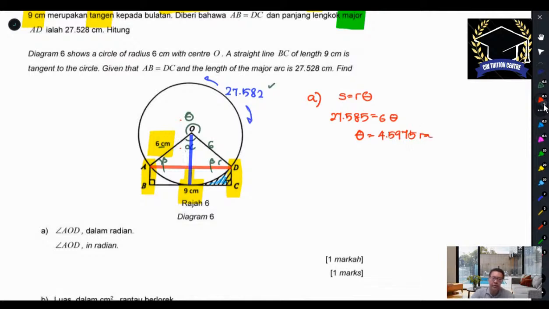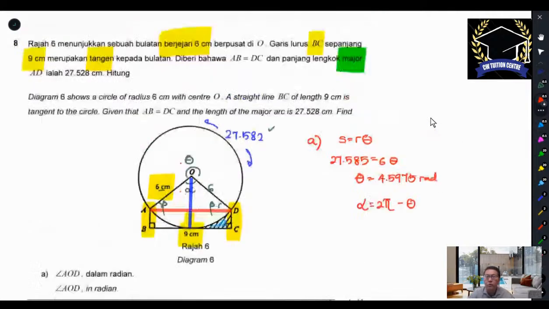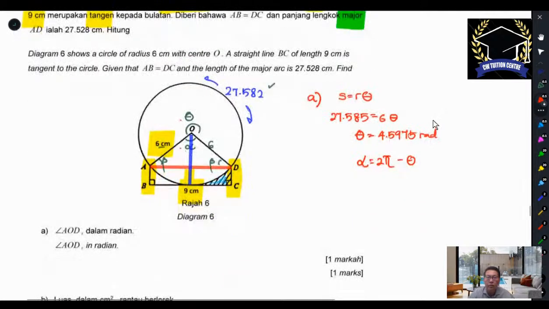That will be 4.5975 radians. So alpha equals 1 circle, which is 2 pi, minus theta. Did they mention 3.142? No. So I will just use 2 times pi, minus this 4.5.